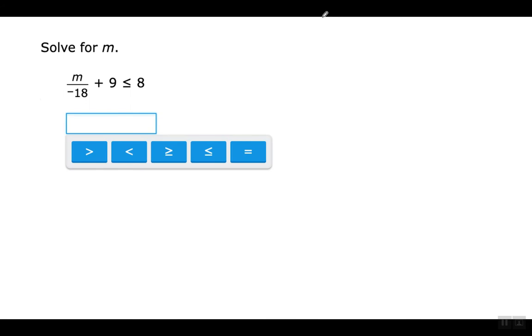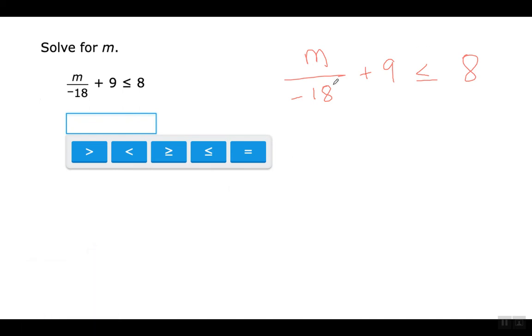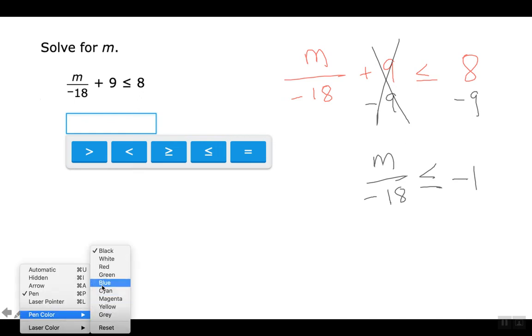Here I want to get m by itself. So I'm going to move the 9 to the right by subtracting it, because the number that's with the variable, you move last. First, you got to move this number. 9 minus 9 cancels out. 8 minus 9 is -1. So now I got m divided by -18 is less than or equal to -1.